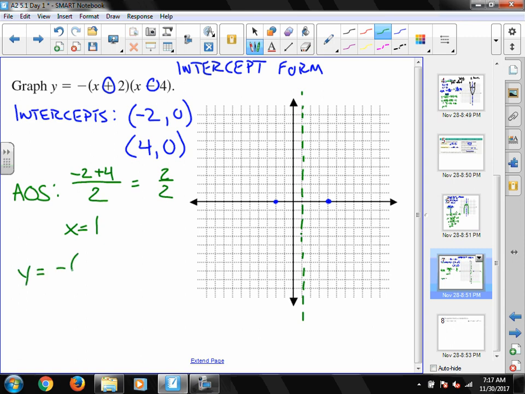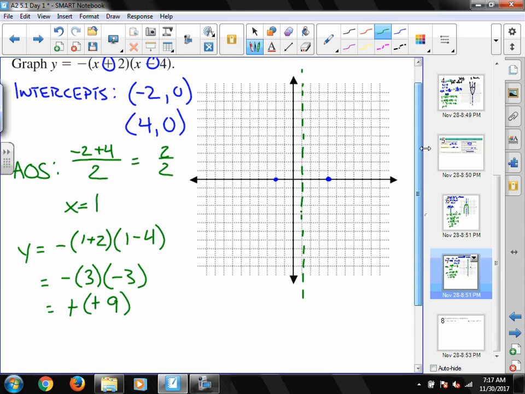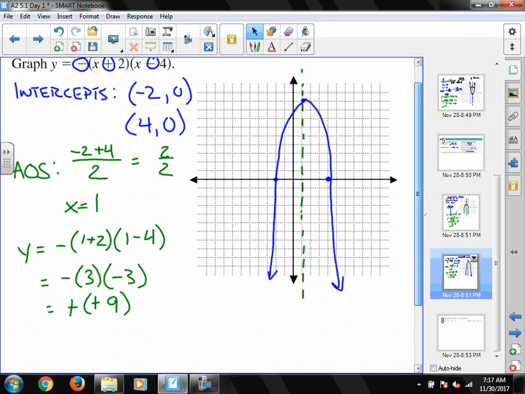Y equals -1 plus 2 times 1 minus 4. Again, take care of your parentheses first. -3 times -3 is going to give me a -9. And again, my double negative means I've got a positive. So when x is 1, y is going to be 9. I go all the way up here to 9, put my point. I've got my 3 points. It opens down, which I could identify right away from that negative. And I do my best to hit these points. There we go. And that's our graph for that.